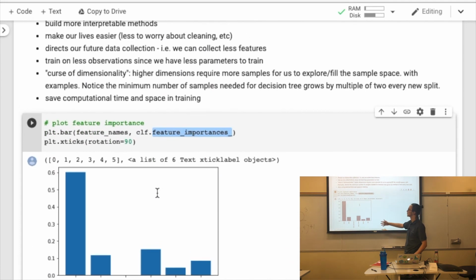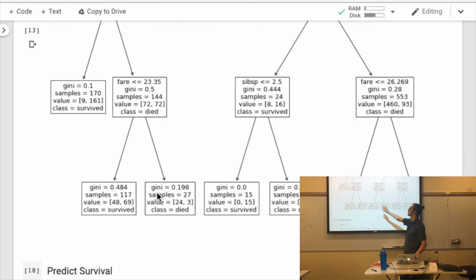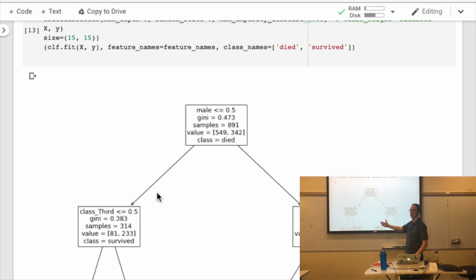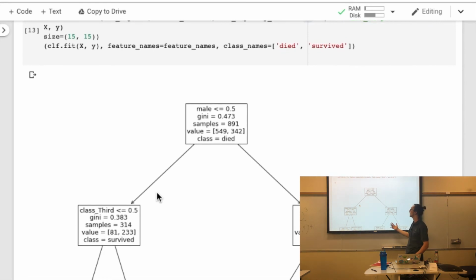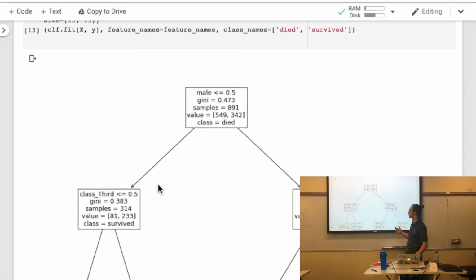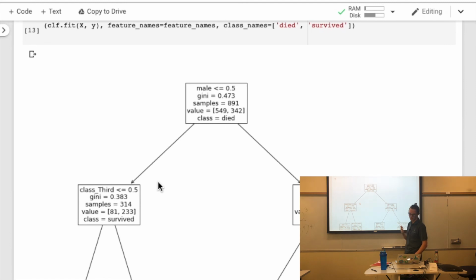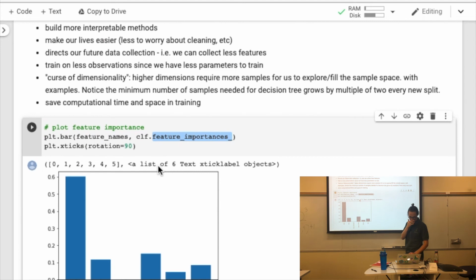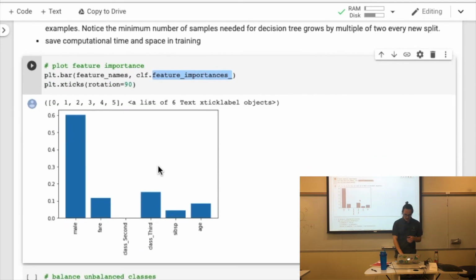So how it gets these feature importances is it asks the tree, well, what was most important, right? So it put male at the top because that was the most important feature. If it had to choose just one, that's the one it would ask to be able to determine if someone survived or died. So that's how you get feature importance out of the tree. All right.